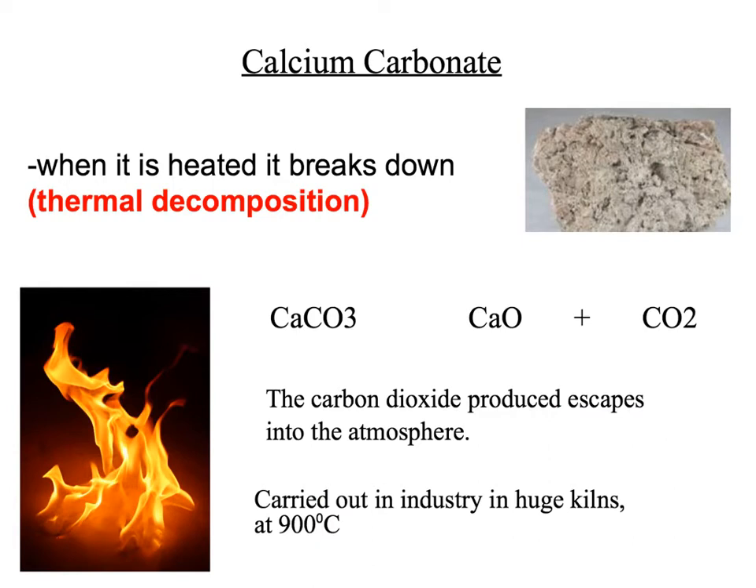When calcium carbonate is heated, it breaks down in a thermal decomposition reaction. Thermal meaning with heat, and decomposition meaning to break down. The calcium carbonate is heated and it forms calcium oxide and carbon dioxide. The carbon dioxide produced escapes into the atmosphere, and this process needs to be carried out in industry in huge kilns at a very high temperature, 900 degrees C.